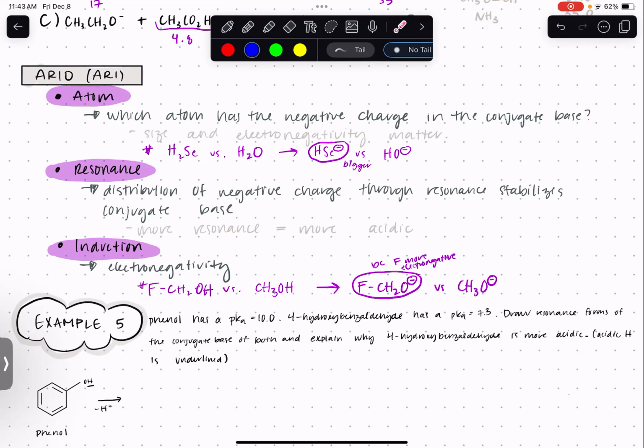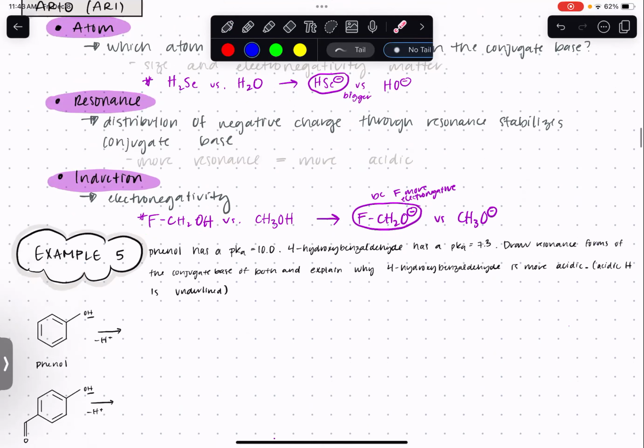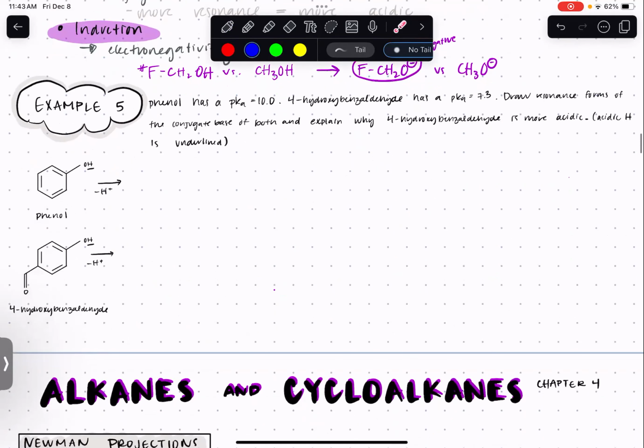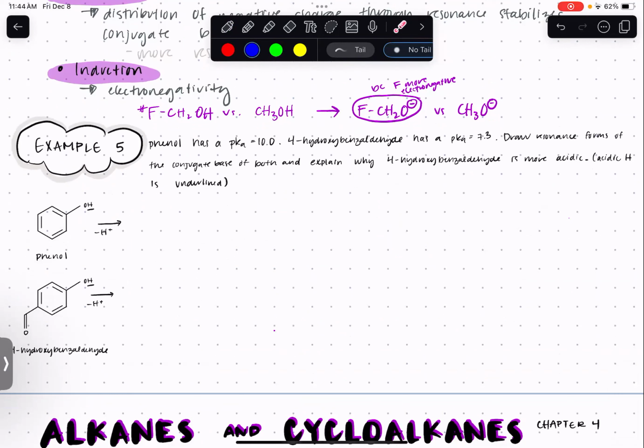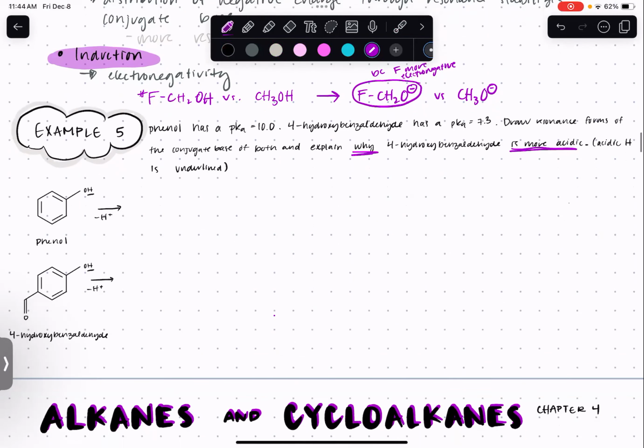Okay. So, any other questions about that stuff? Okay. So then we are going to look at this example here, and this is a pretty heavy example. So it says phenol has a pKa equal to 10. 4-hydroxybenzaldehyde has a pKa equal to 7.3. Draw resonance forms of the conjugate base of both and explain why 4-hydroxybenzaldehyde is more acidic. So we want to explain why it's more acidic. And our acidic hydrogen is underlined.